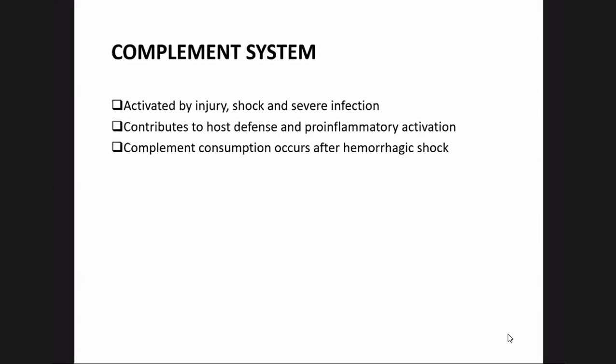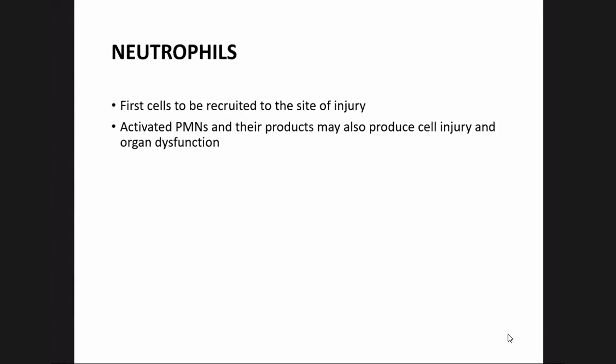Then we have the complement system. These are activated by injury, shock, and severe infection. This contributes to host defense and pro-inflammatory activation, and complement consumption occurs after hemorrhagic shock. We also have neutrophils. These are the first cells to be recruited to the site of injury. So activated PMNs and their products may also produce cell injury and organ dysfunction.